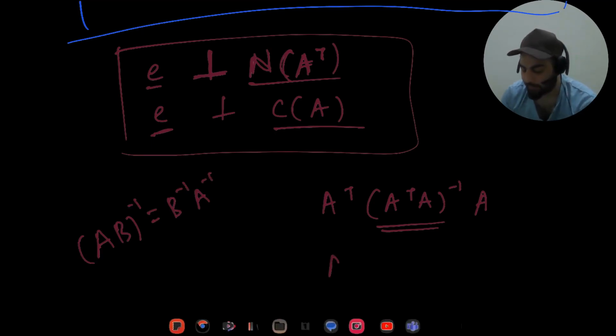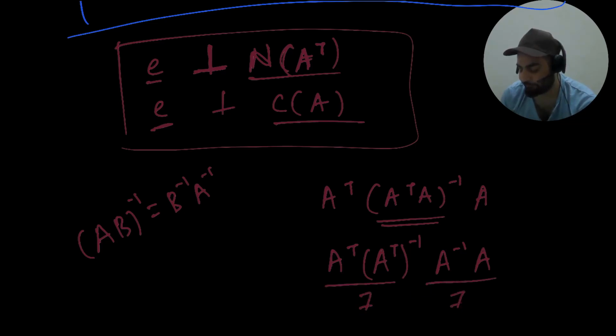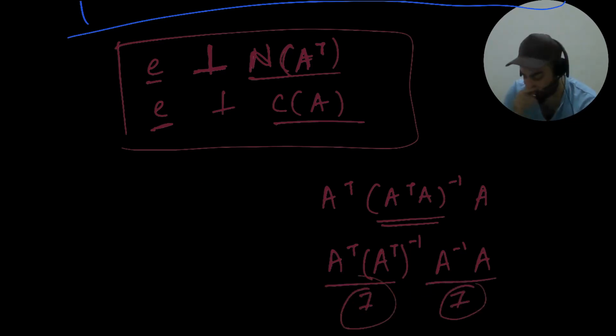So I can write A transpose, this is equal to A transpose inverse, and A inverse, let's suppose A inverse. So this will become basically equal to I. Okay, so this should be basically equal to I. So why can't I do this?